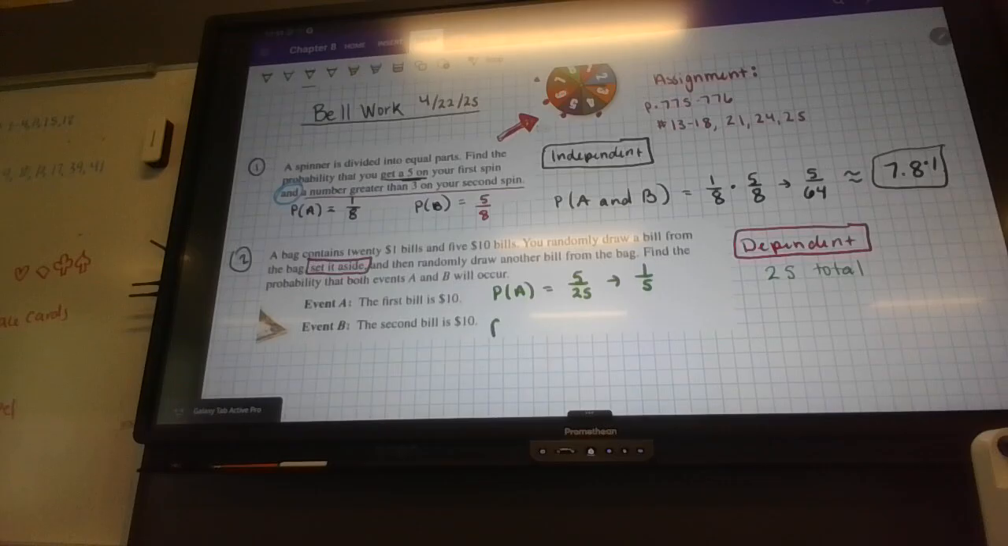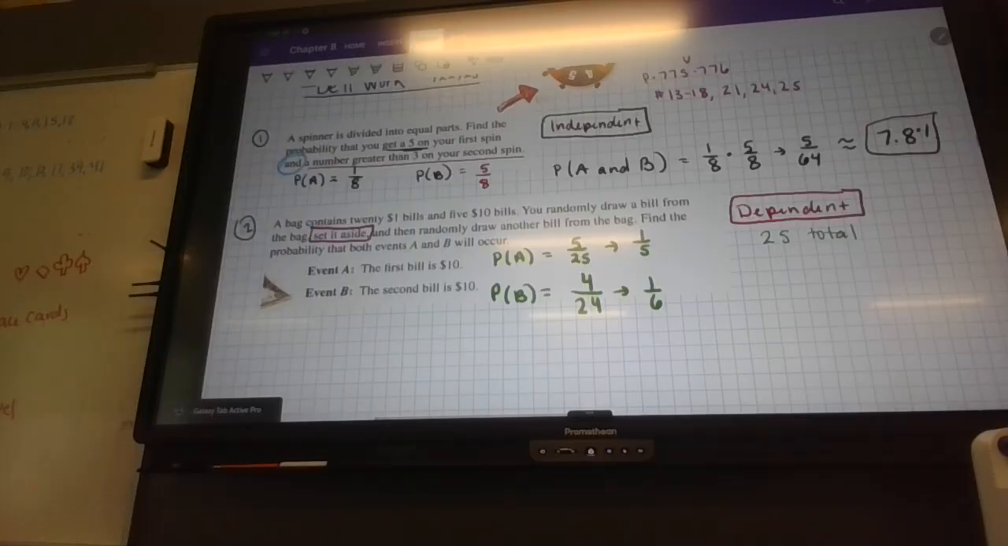Now, the probability of the second event happening, I could show subtraction and a lot of formulas here, but we're just going to do it reasonably. Now, 1 bill is out of the bag, so there's only 24 in there. Dependent situations require some subtraction. And the bill that's out of the bag is a 10, so that means there's only 4 left inside there. So the probability of event B happening is 4 out of 24, which is 1/6. So now the probability of A and B both happening, I would multiply these together.